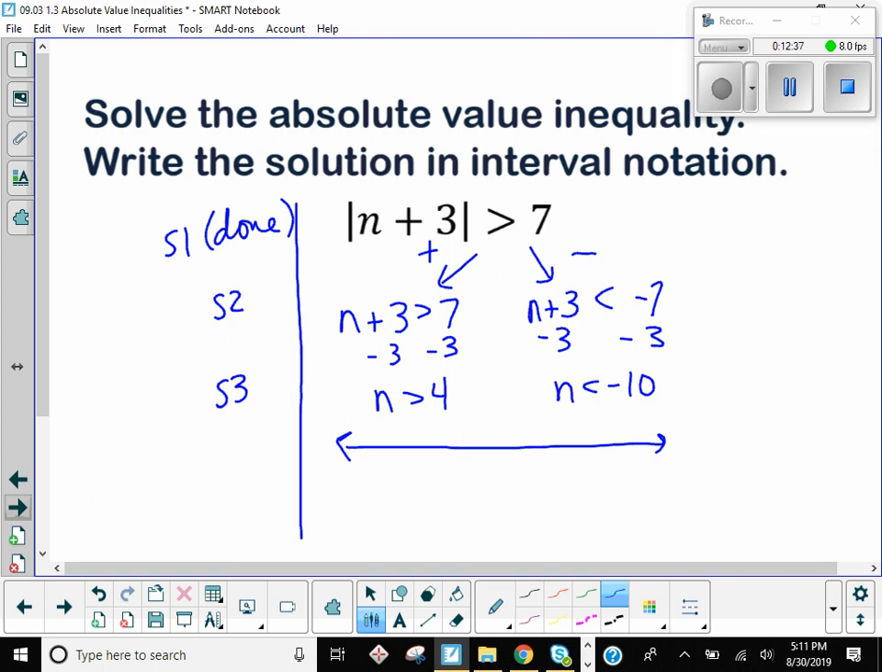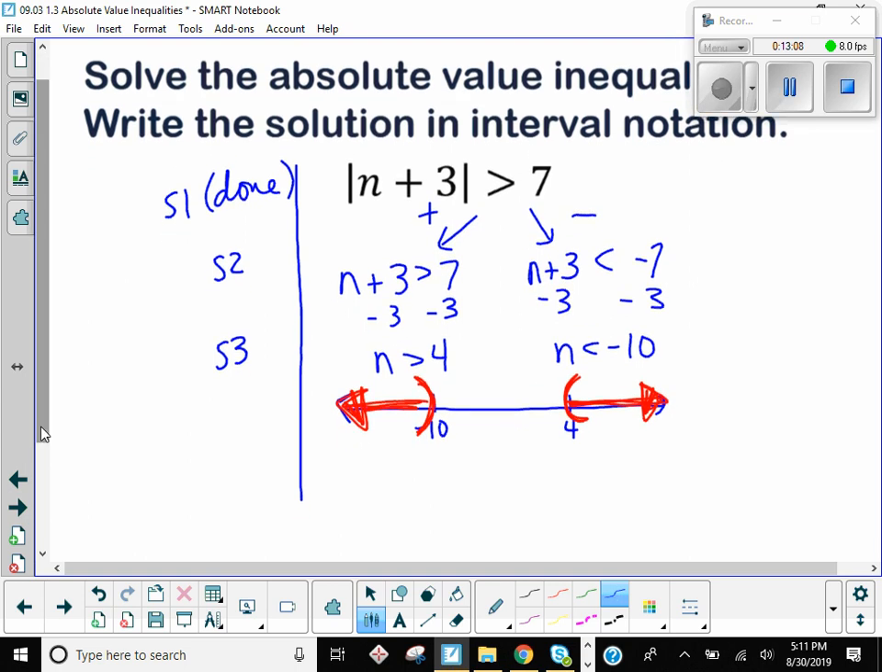So I have -10 and 4. But for n greater than 4, that means everything to the right of 4 with a parenthesis because there's no equal bar. So that's this. And then the second inequality, n less than -10, it's everything smaller than -10 with a parenthesis. That's this way. So in this case, there's no overlapping. But both red pieces are still part of my solution for the original inequality.